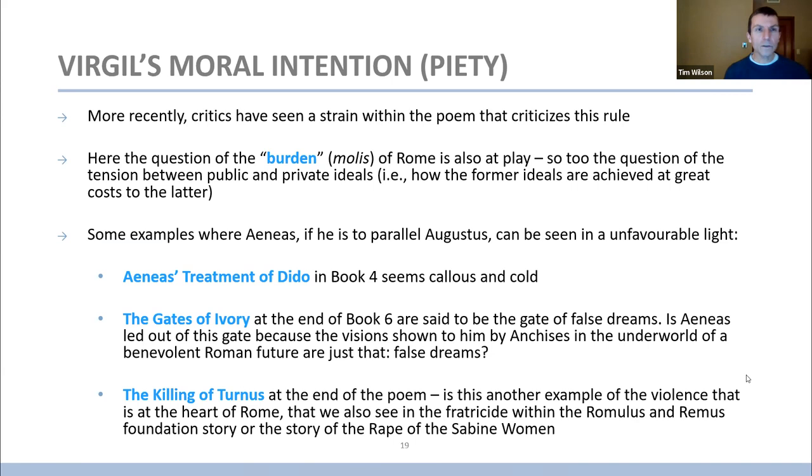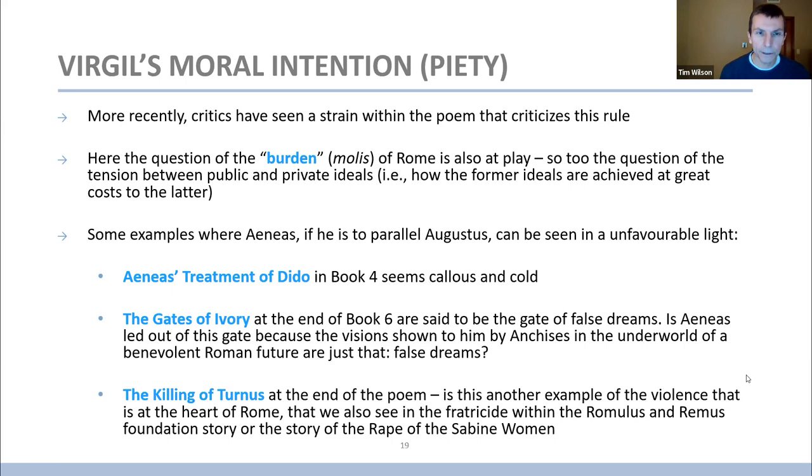So in this thread of analysis, what seems to be happening in the poem is an emphasis on the burden of Rome. These more recent critics will highlight the Dido story I mentioned. Maybe we're supposed to sympathize with Dido, and maybe Aeneas was cold to have abandoned Dido. They'll emphasize all these points where the burden, or moles, of Rome is at play. So one is the treatment of Dido.